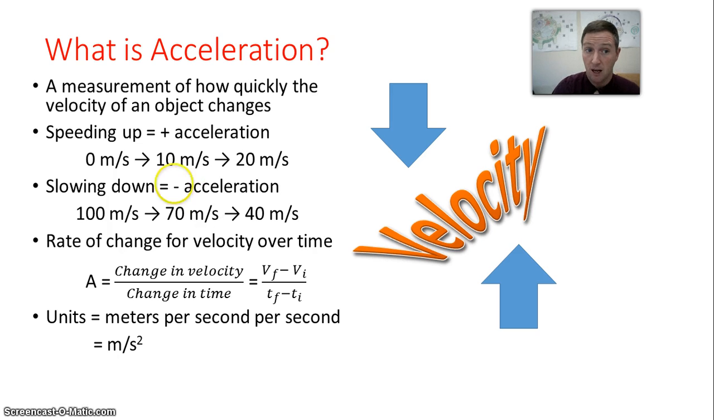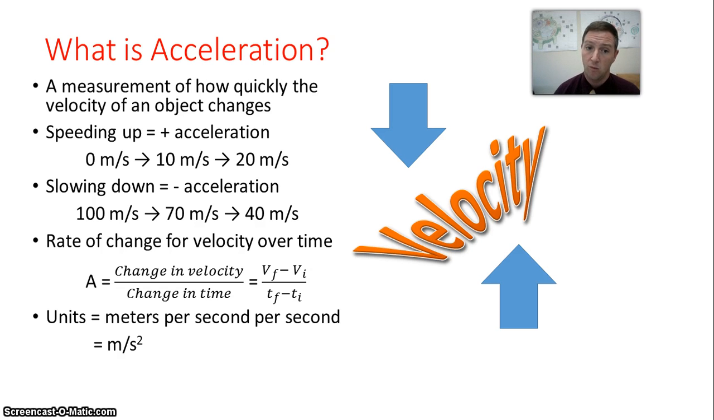If I'm speeding up, say I'm going from 0 meters a second to 10 meters a second to 20 meters a second, it means I have a positive acceleration. I'm speeding up. Or I can have a negative acceleration when I slow down. I can go from 100 meters a second to 70 meters per second to 40 meters per second and slow down. That's a change in velocity, but it's a negative change. My velocity is getting less and less each time.